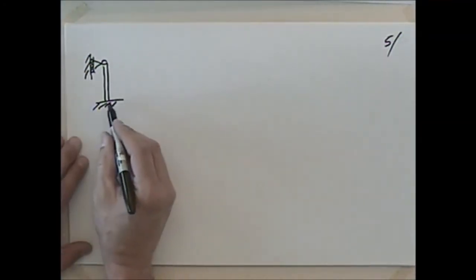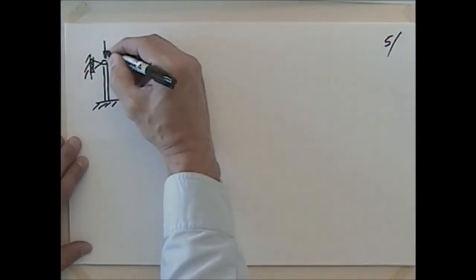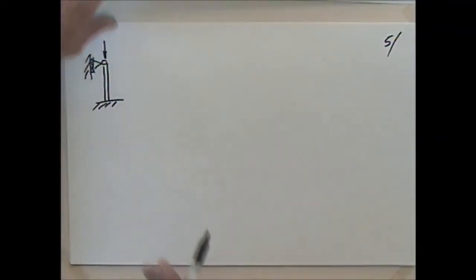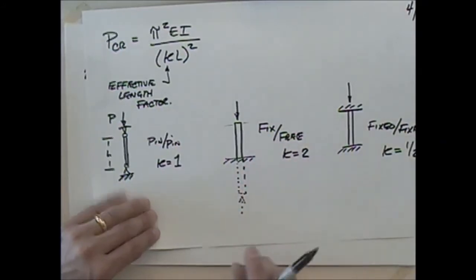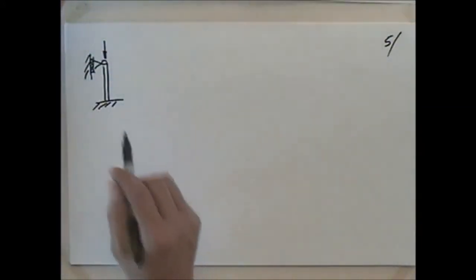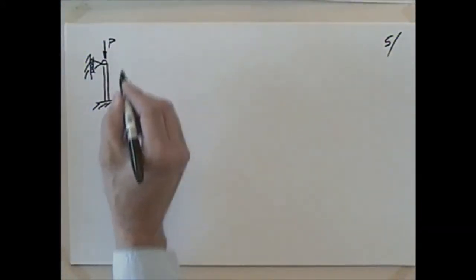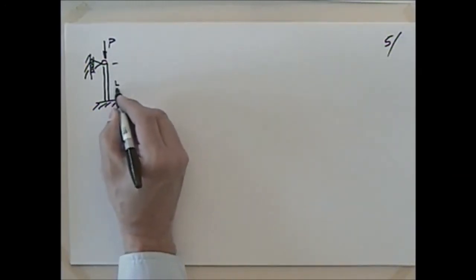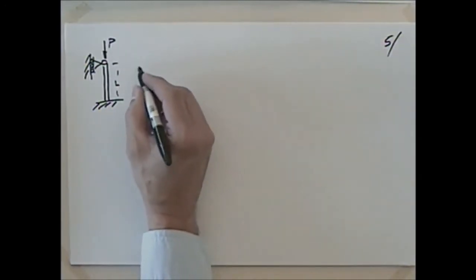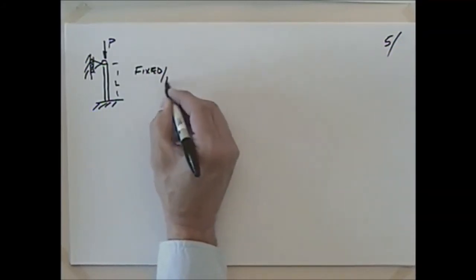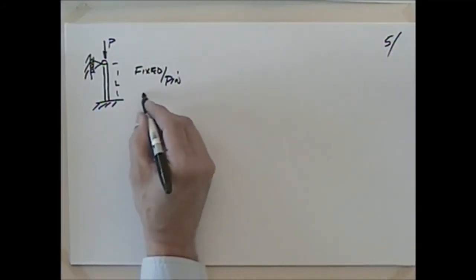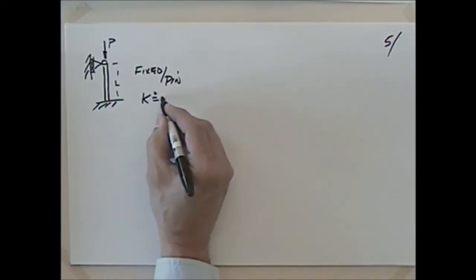Where you have fixed at the base and you have pinned at the top. So this one was free, it could move either way at the top, horizontally. This one can't move horizontally at the top. And we have a length L, so this is fixed, pinned. And K in this case would be about 0.7.